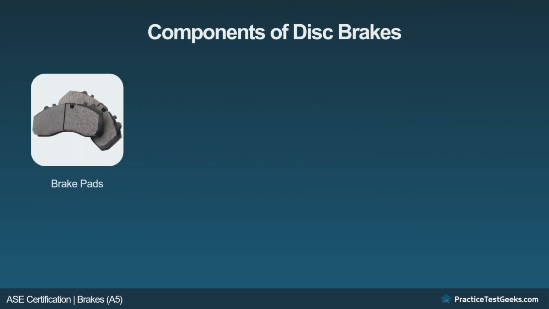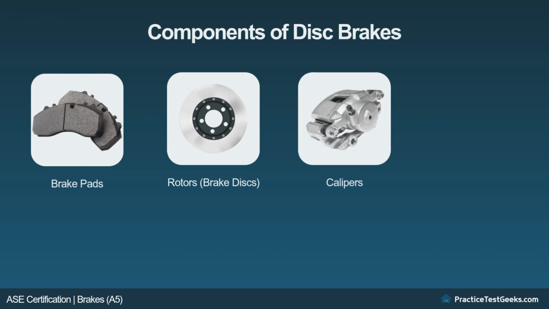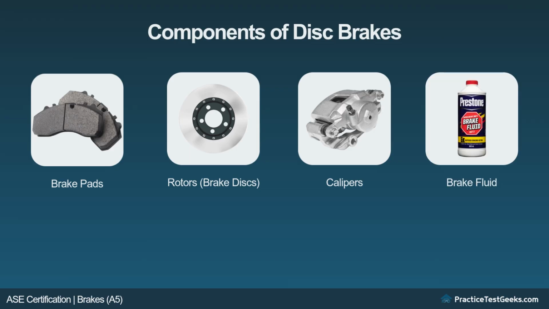Brake pads. Made of friction material, the brake pads press against the rotor to create friction and slow down the wheel. Rotors or brake discs. A metal disc that rotates with the wheel. The brake pads press against the rotor to slow the vehicle. Calipers. The caliper holds the brake pads and applies pressure to them, causing them to clamp onto the rotor. Brake fluid. Hydraulic brake fluid is used to transfer pressure from the brake pedal to the caliper.